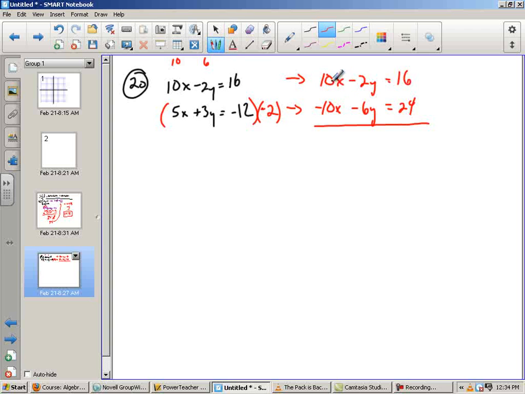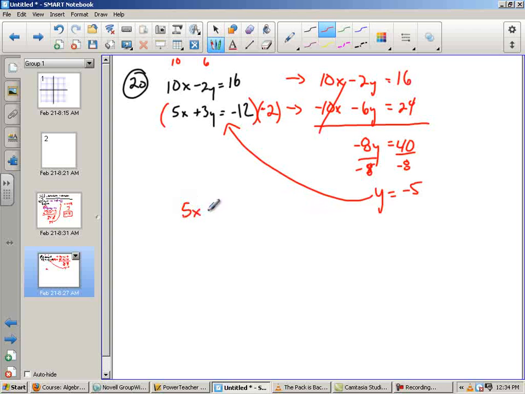And so now as I work through this problem, these cancel, and I'm left with negative 8y equals 40. I divide by negative 8, and you get that y equals negative 5. And so here I have that the y value is negative 5. To find the x coordinate, I'm just going to plug this information in for y in either one of these equations. It won't matter. I'll take the bottom one.